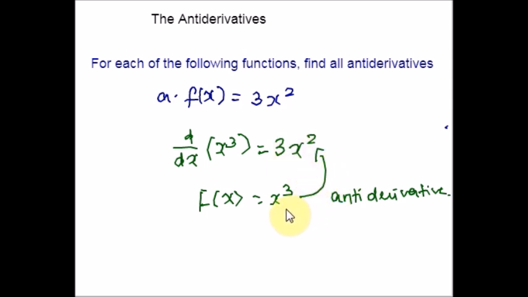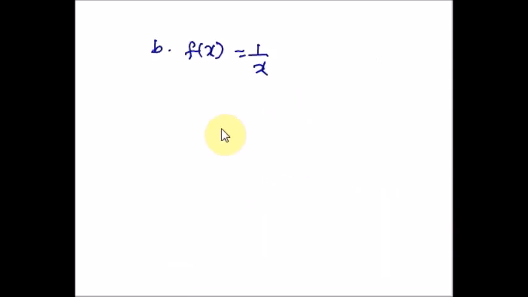Therefore, every antiderivative of 3x square is of the form x cube plus c for some constant c, and every function of the form x cube plus c is an antiderivative of 3x square. You can say from this to this or from this to this. Hope you're clear with part A. Okay, now let's do part B. Here is your part B question. We are supposed to find the antiderivative of this function.